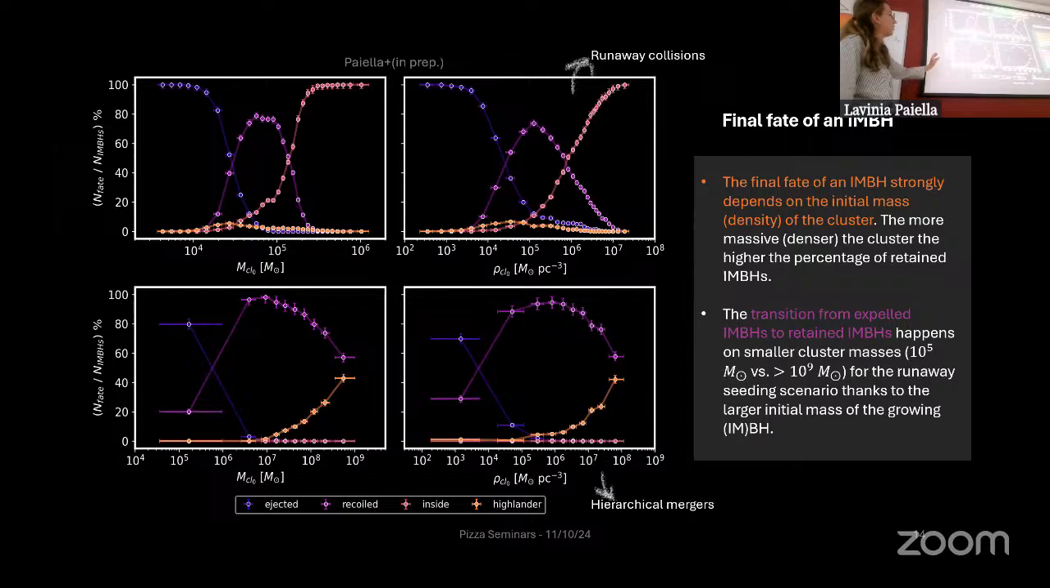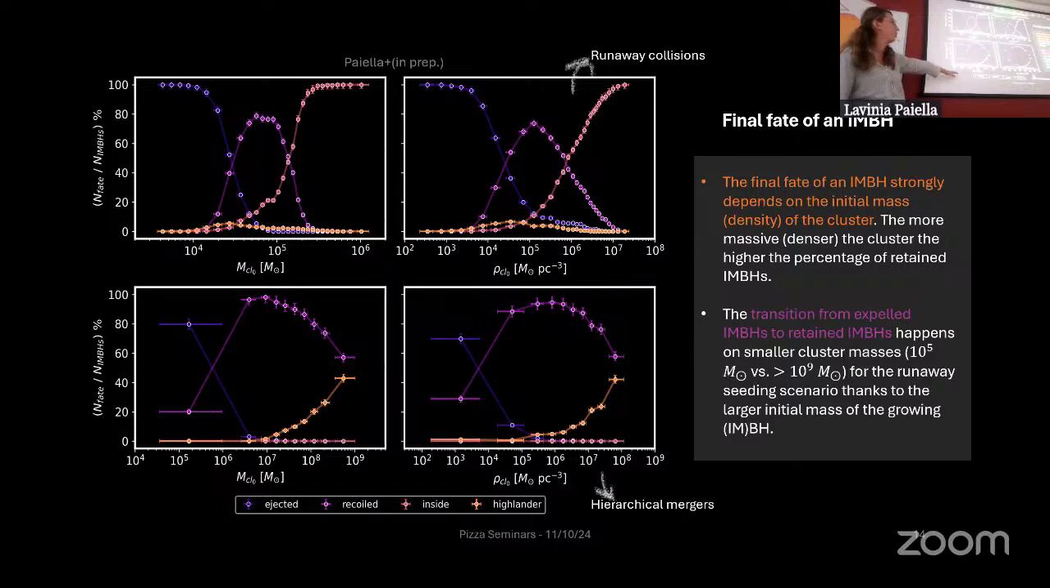And what you can see is that the more massive or the more dense the environment, as I was saying, the better it is for the IMBHs to be retained. Because as you can see, for example, the inside fraction here, which is on the y-axis, sorry, I didn't say this, but on the y-axis there is the fraction of IMBHs ending their life as ejected, recoiled, and so on. And you can see that the fraction of retained black holes increases as you increase the mass of the cluster or the density. And this is again to be expected for the reason I was saying, that massive clusters have larger escape velocities, and so it's easier for them to retain their black holes.